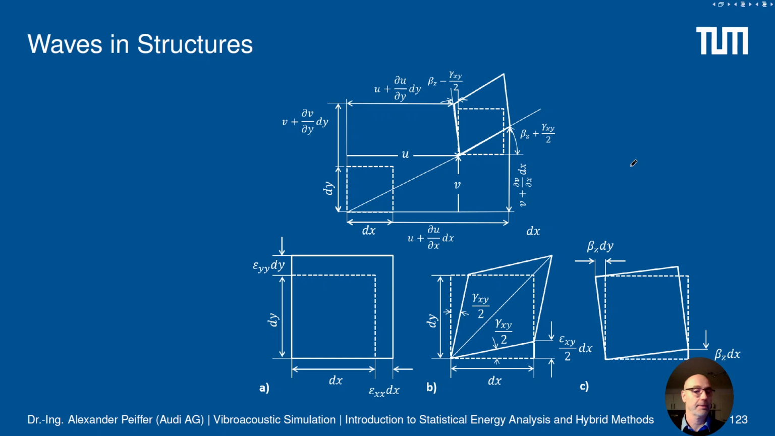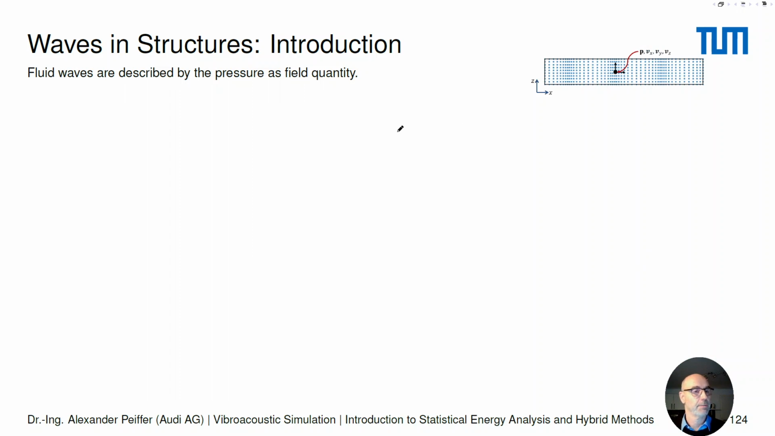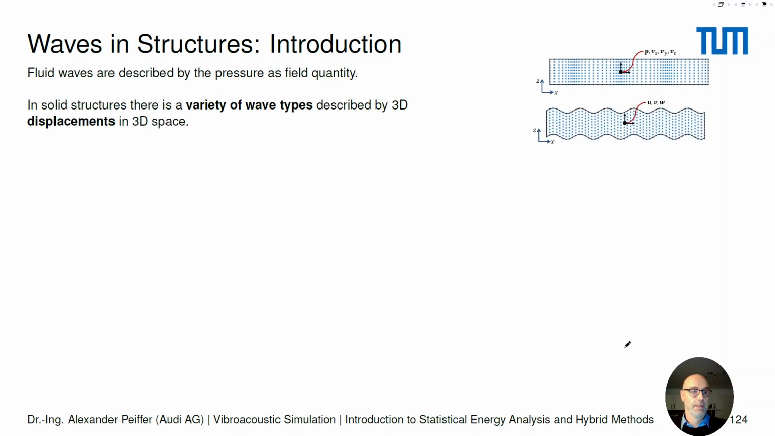So what makes the treatment of waves in structures so complicated? First, just to remember, when we talk about fluid waves, the world was quite simple. We just had one scalar quantity called pressure, which was sufficient to describe the wave field in fluids. When we talk about structures, we have many different wave types, and they have to be described by three-dimensional displacements in space. So the scalar quantity is now replaced by a three-dimensional vector field, which makes it quite a bit more complicated than in fluids.